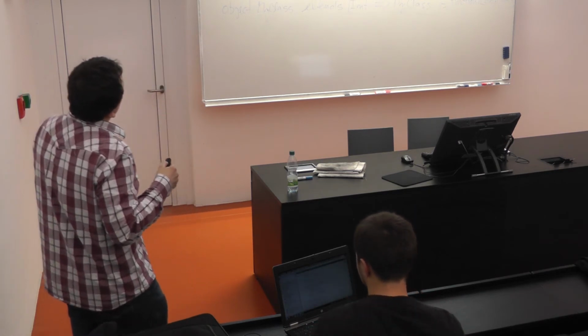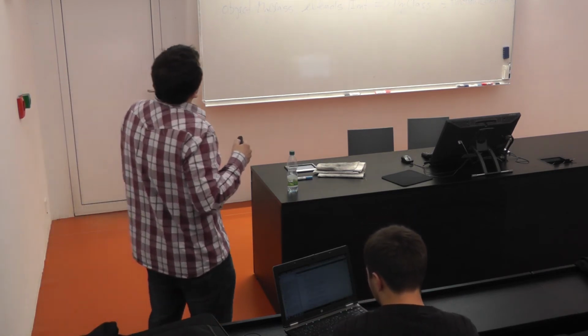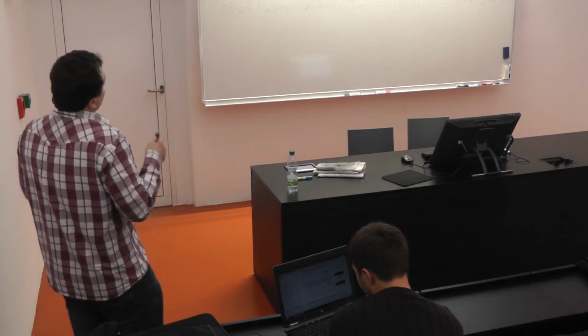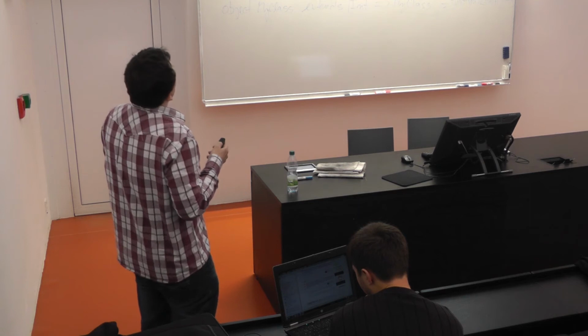And Scala 2.12 will target Java 8 directly. So in two steps, we'll go from Java 6 to Java 8. 2.11 should be released, I think, this year or maybe at the end of this year, and 2.12 is maybe 2014 or 15. So it's not imminent, but that is the plan.